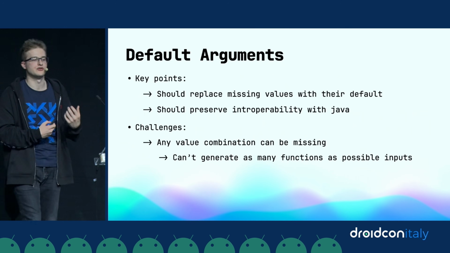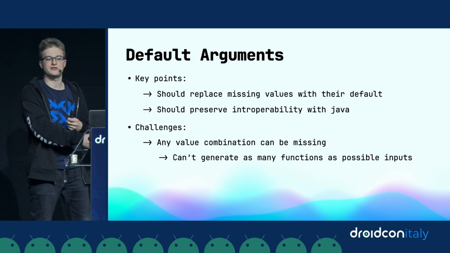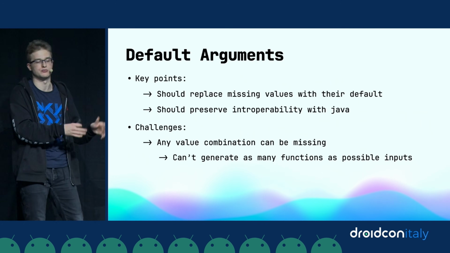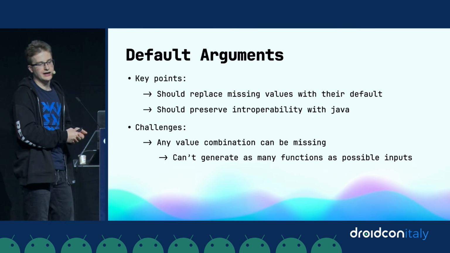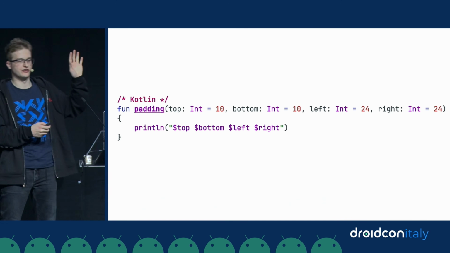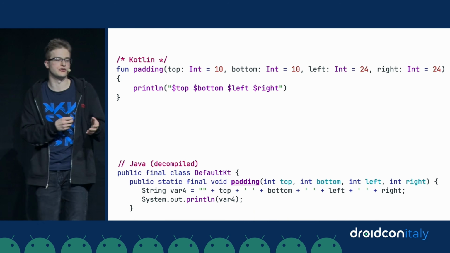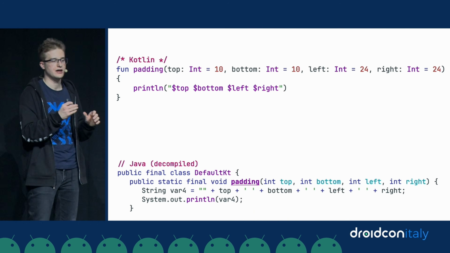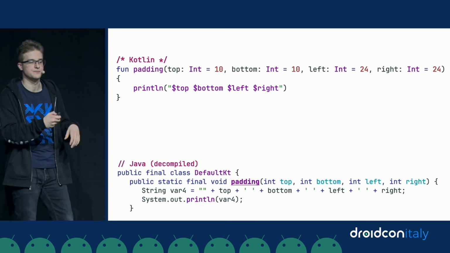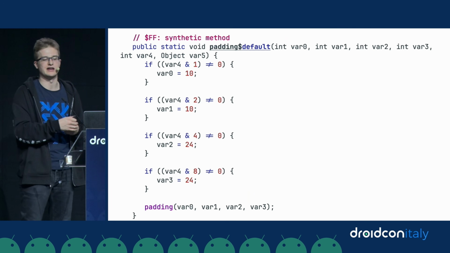The main assumptions are that it should replace the values that I didn't supply with the defaults that I specified, and it should also preserve interoperability with Java, because I want the same function to be callable by Java. And that's actually done in a very smart way in Kotlin. That is the function that we've seen before. That is the function that gets generated, with the same body, and it doesn't have any additional defaults. But then we get another function, which is appended with the default name.